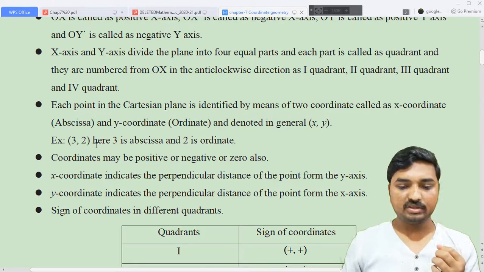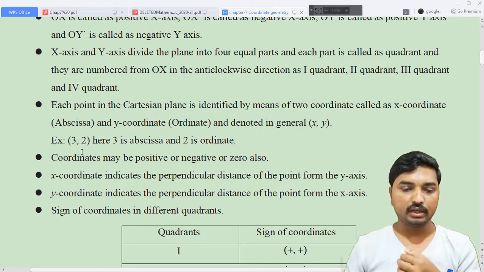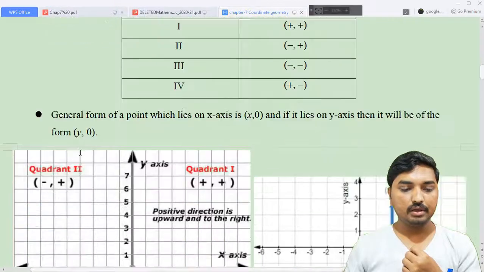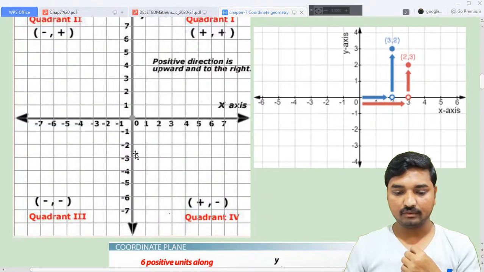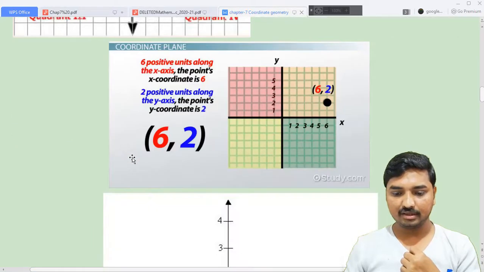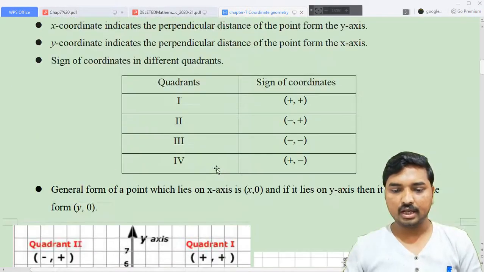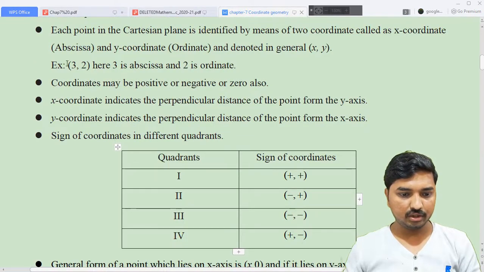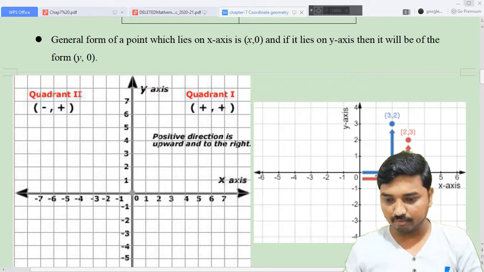Okay, so now this is a very important thing: locating a point in the coordinate system. So now look at here. For this one, I'm going to consider one more figure for you. Just look at this figure. Actually, I have considered 3 comma 2 here. I think the same point is actually mentioned in this figure.